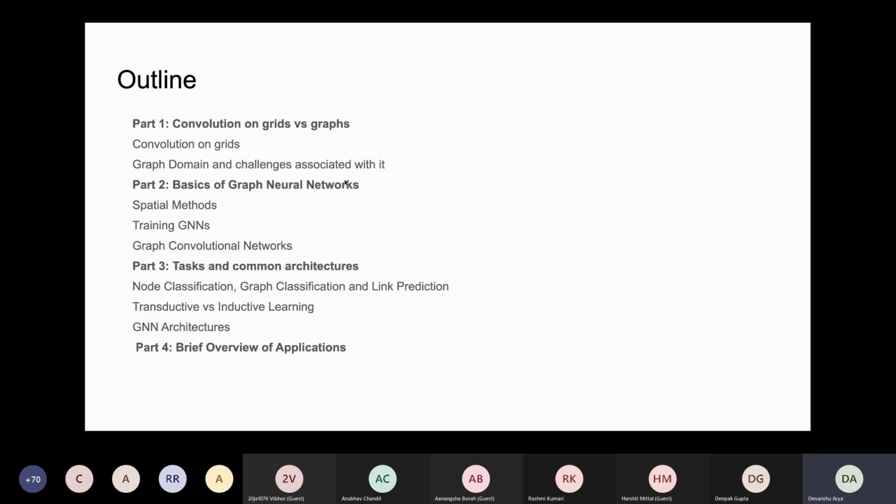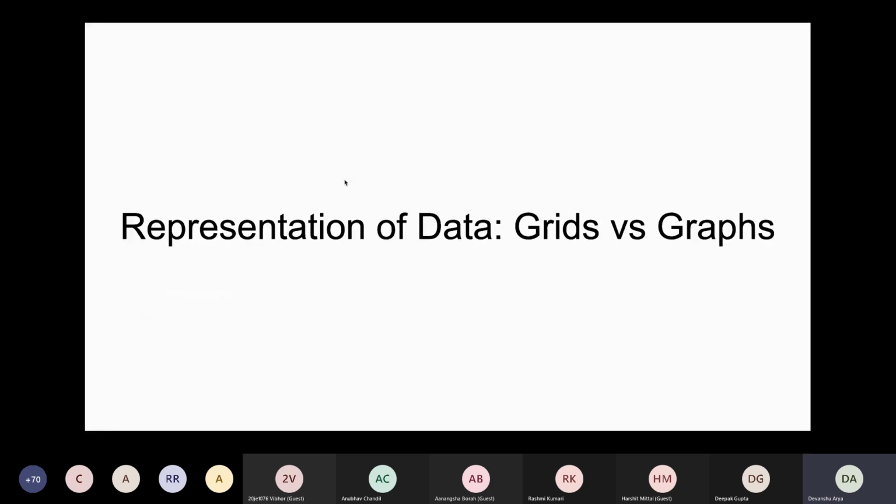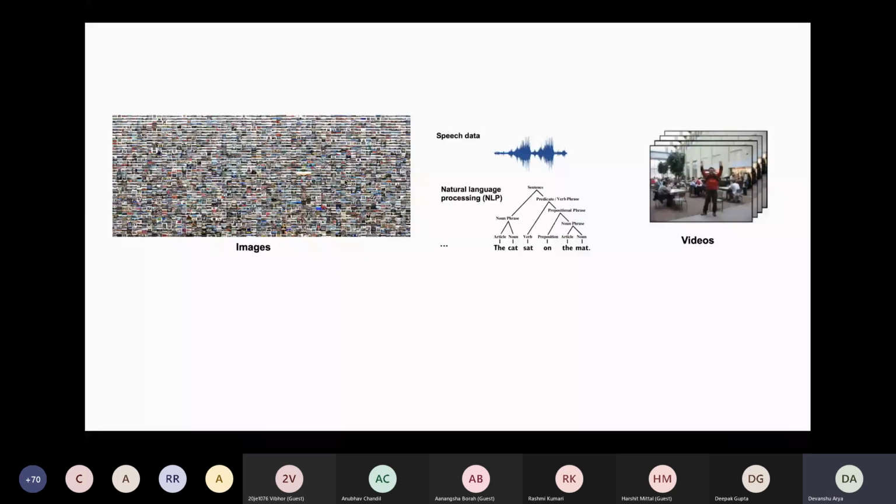First of all, I'll tell a brief history about graph neural networks. It's a very recent topic. It's been hardly 4 years for the topic to originate. The main motivation for creating a whole neural network setup on graphs is basically because the representation of data is very different in graphs versus in grids. And when I talk about grids, I talk about data like images, speech data, text data in NLP, or videos.